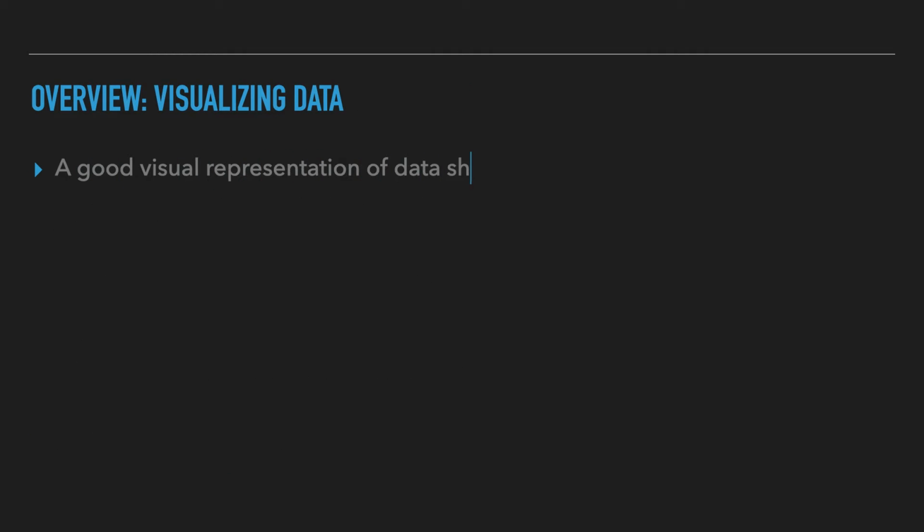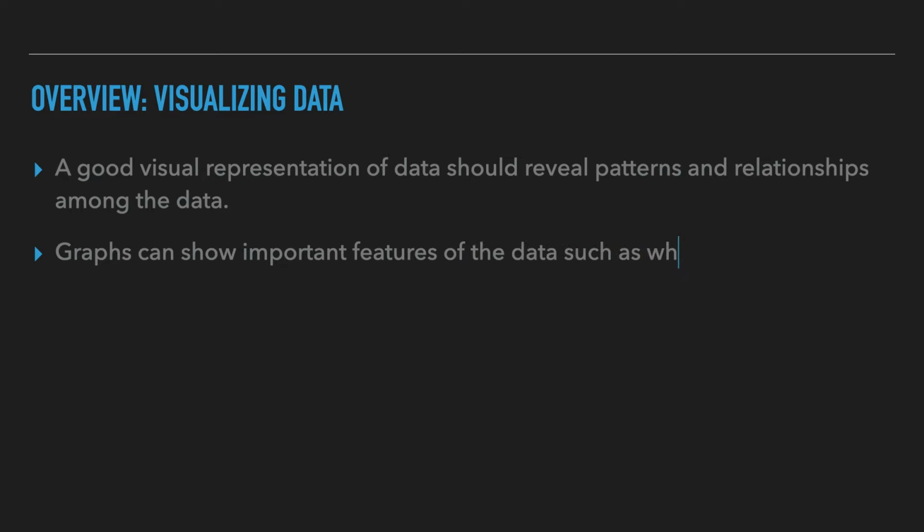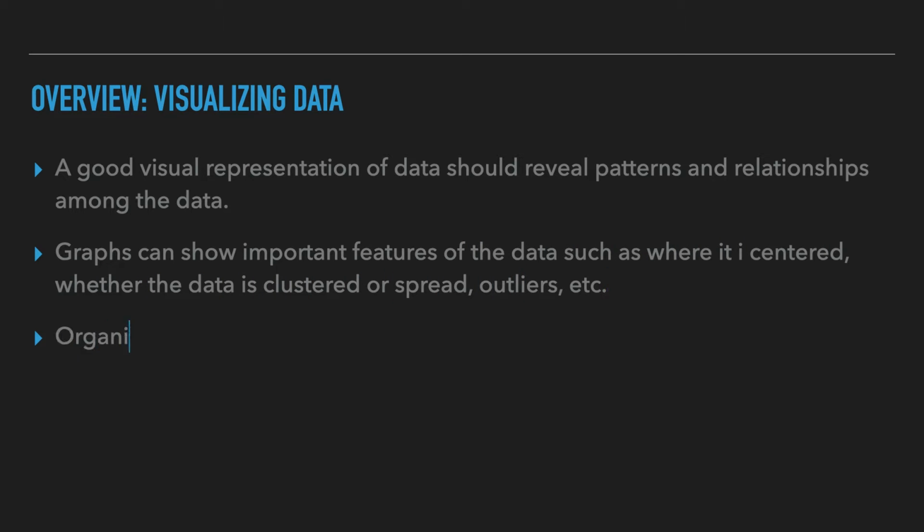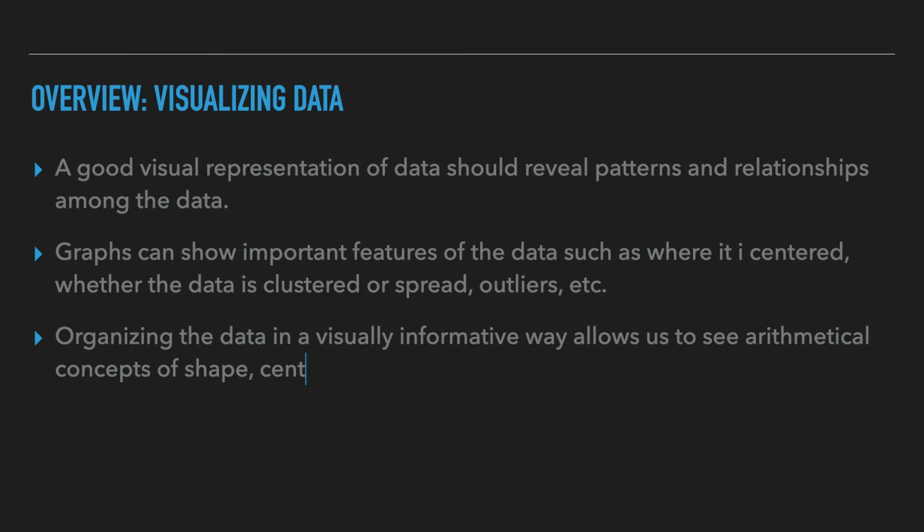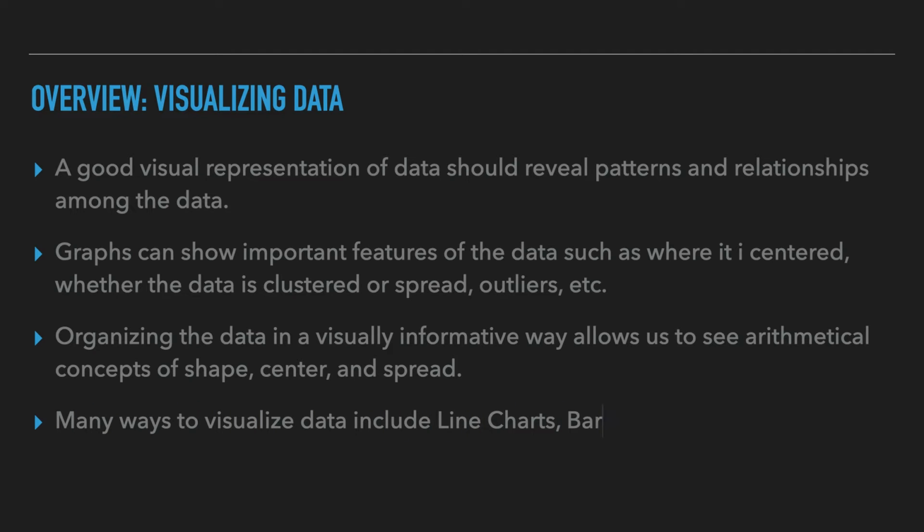Overview of visualizing data. A good visual representation of data should reveal patterns and relationships among the data. Graphs can show important features of the data, such as where it is centered, whether the data is clustered or spread, outliers, etc. Organizing the data in a visually informative way allows us to see arithmetical concepts of shape, center, and spread. Many ways to visualize data include line charts, bar charts, pie charts, histograms, stem and leaf plots, and more.